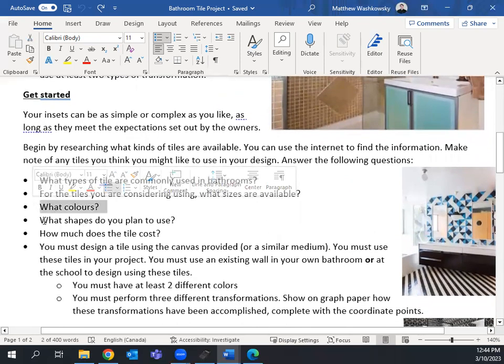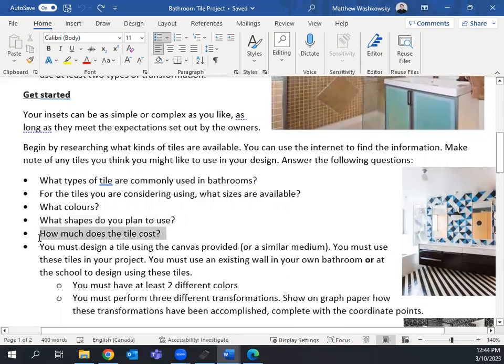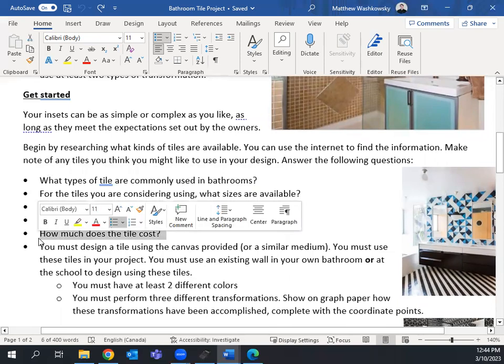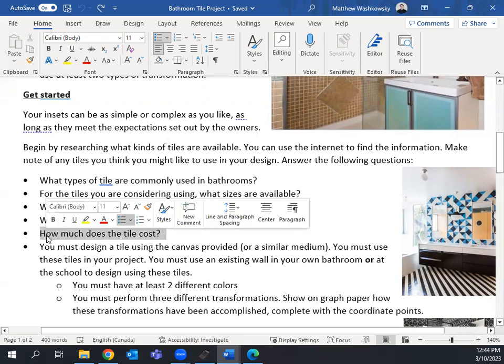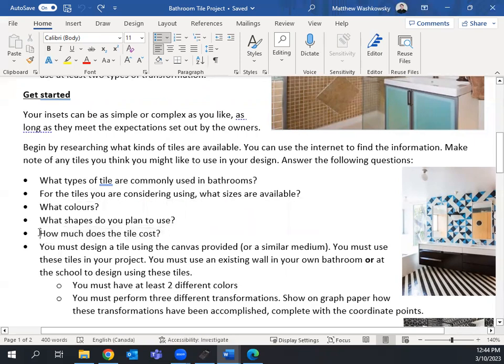You want to know about what colors, you want to think about what shapes. You have to look at how much these tiles cost, just a rough estimate. You're not looking for a tile that someone else has made to use. You're just doing some research on how much it would cost for your tile to be out. Where could you look up to see how much bathroom tiles cost? Yeah, Home Hardware, Rona, Google. Yeah, all of those work. I don't think Canadian Tire, but hardware shops, stuff like that.